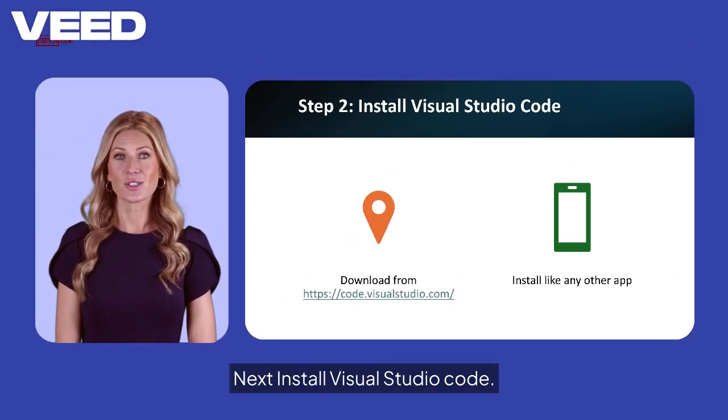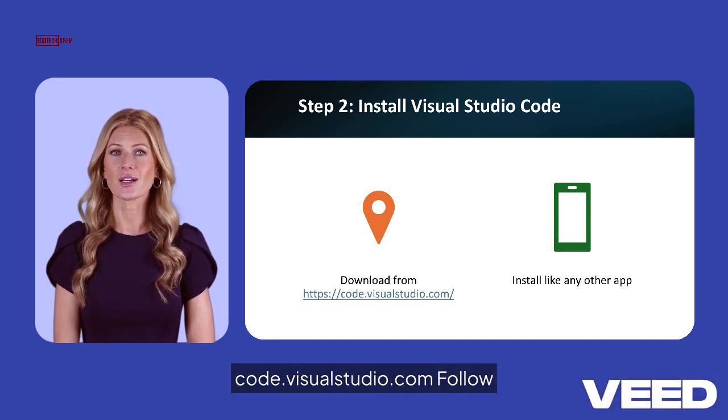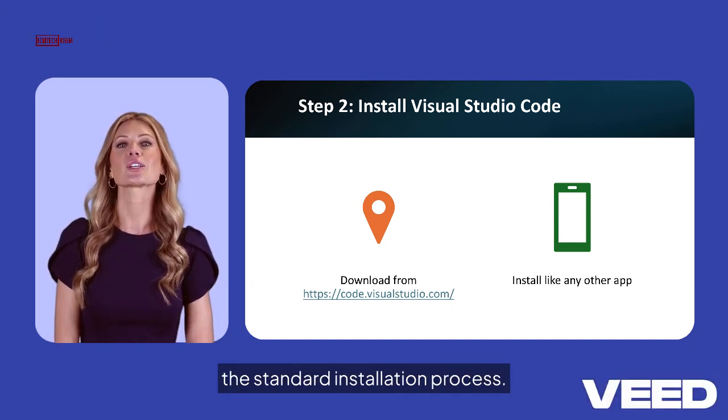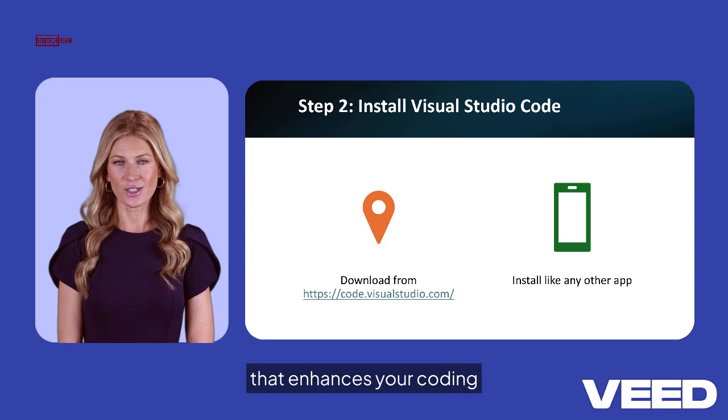Next, install Visual Studio Code. Download it from code.visualstudio.com. Follow the standard installation process. VS Code is a powerful editor that enhances your coding experience with Python.